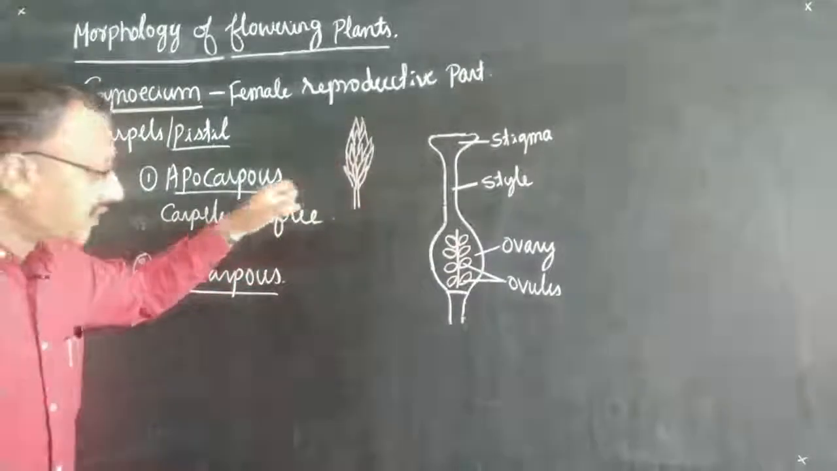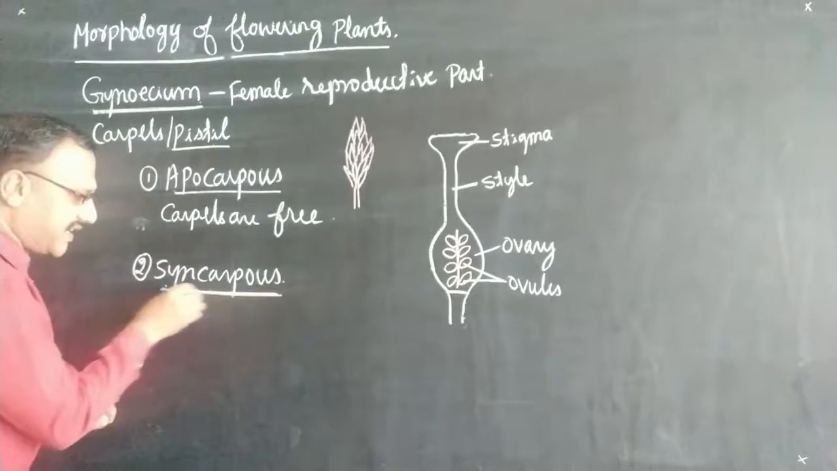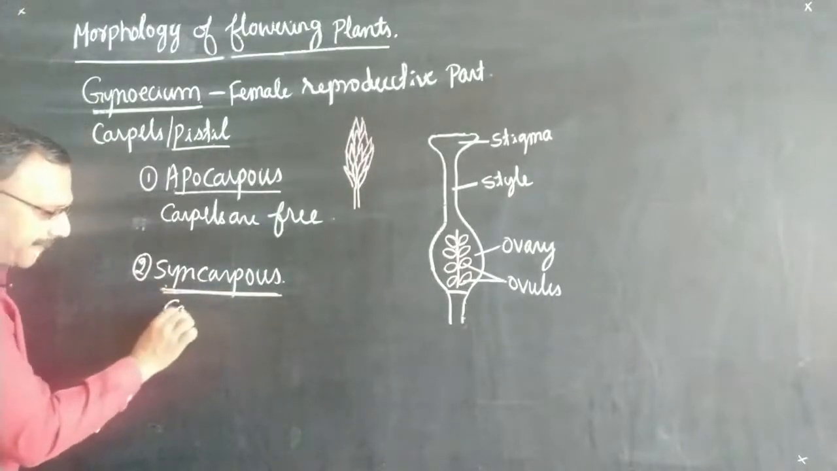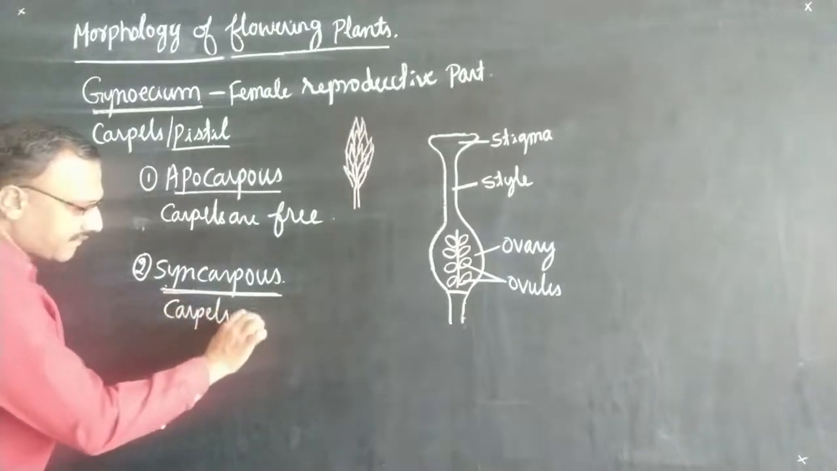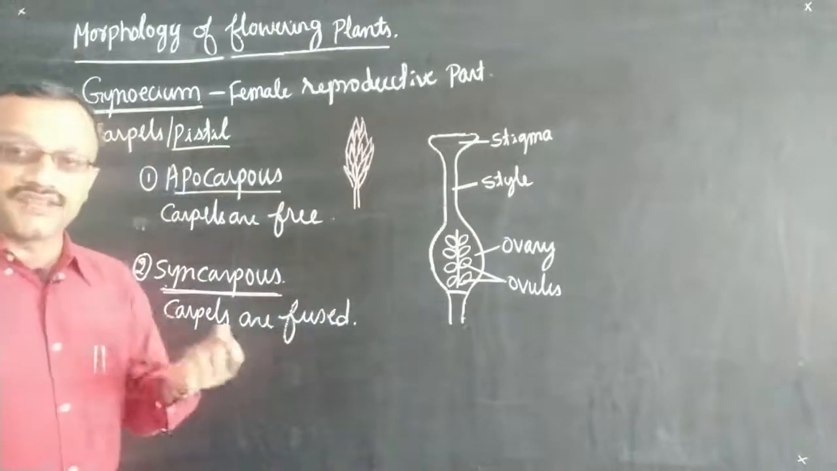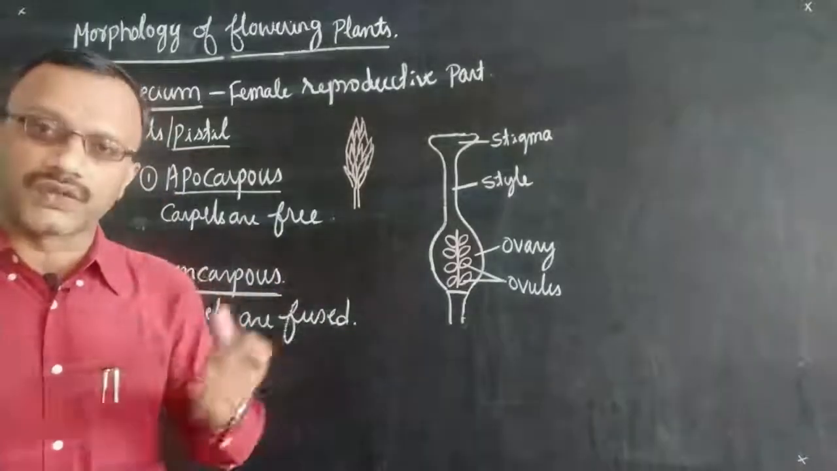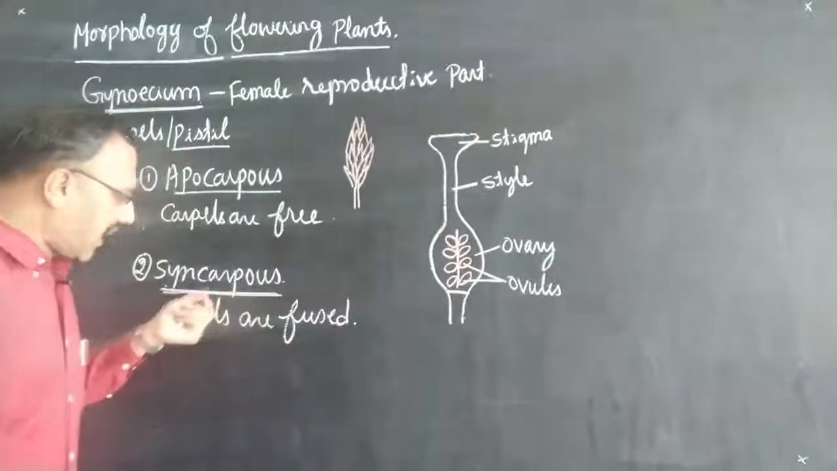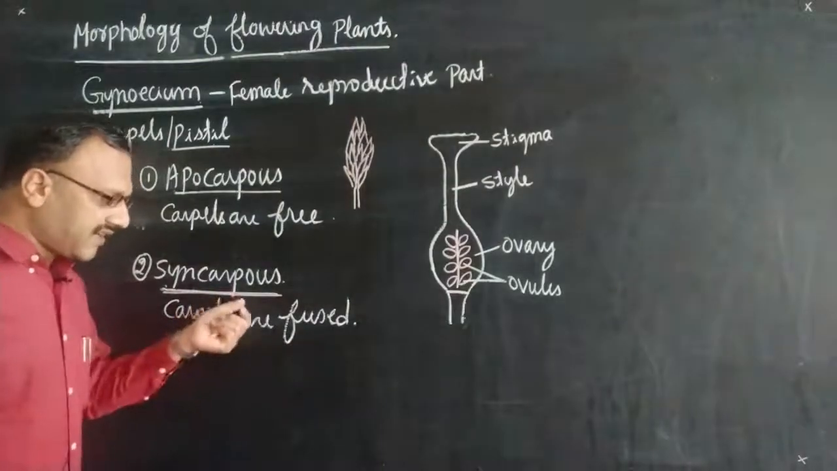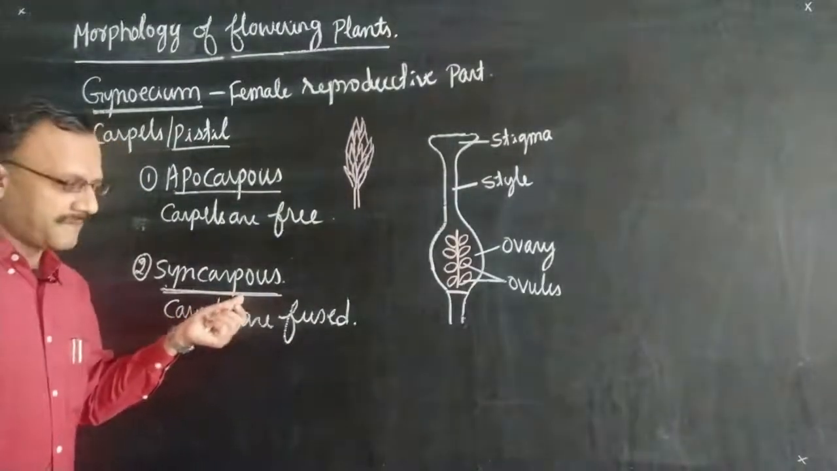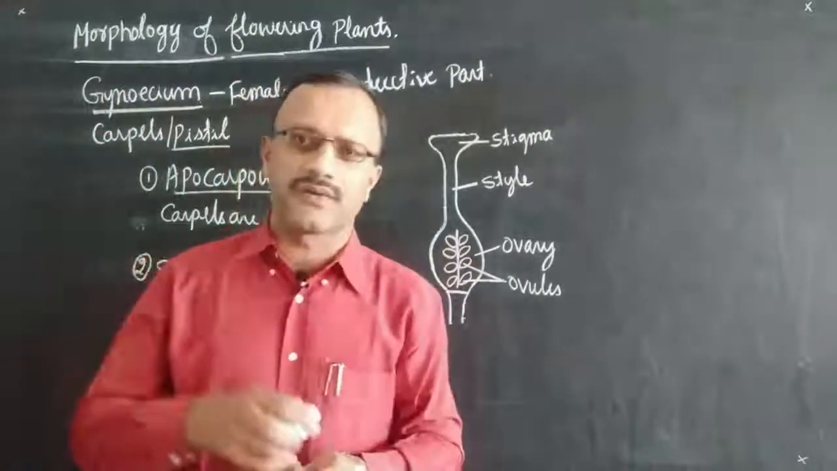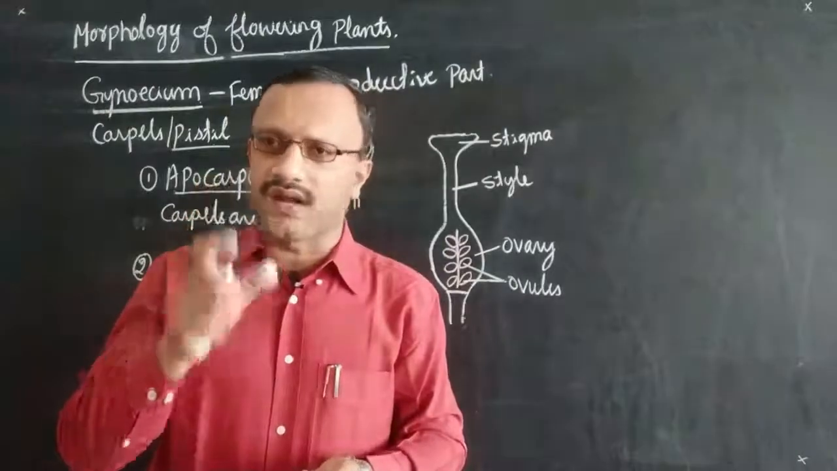another. Similarly, syncarpous condition. The word syn means fusion, where carpels are fused to each other. That forms a single fruit after fertilization, where the carpels are going to remain attached or fused. That condition is called syncarpous. Like example, you are seeing tomato. There are many chambers found in a tomato. Each chamber is one carpel.